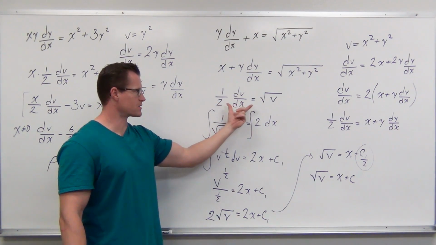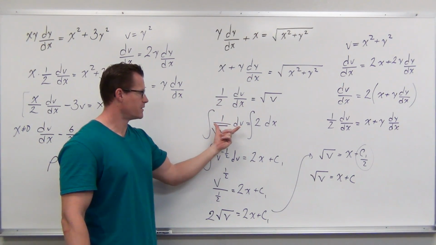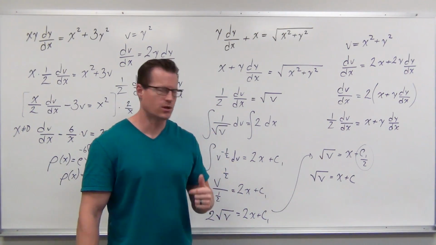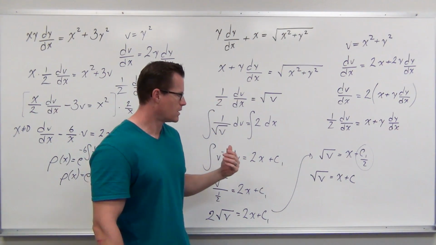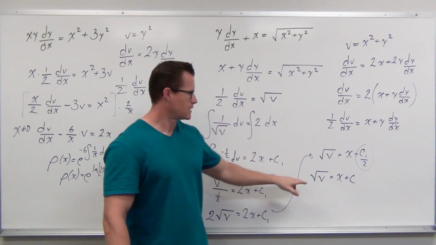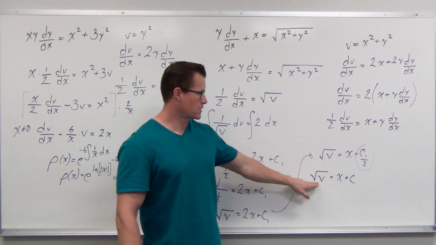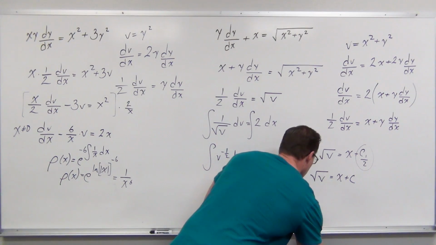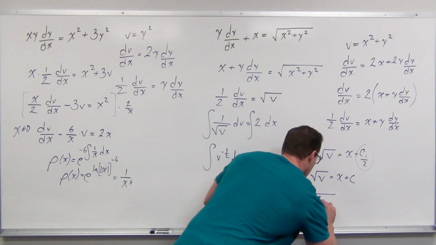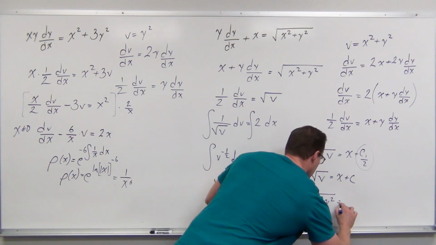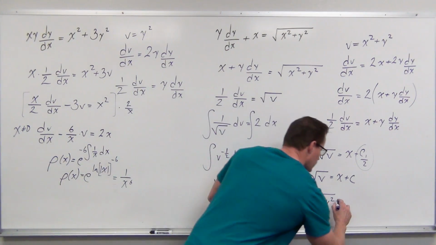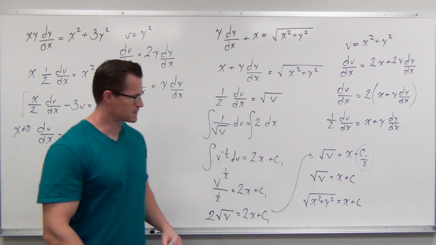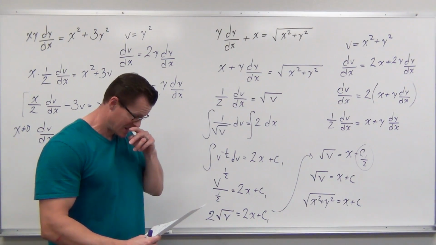That led us to just this really nice separable equation that we do an integral, we've solved it as much as we can for v. I don't want to start squaring things right now. What I want to do instead is, wait, if v is x squared plus y squared, let's just replace that. So the square root of x squared plus y squared equals x plus c. Done. That's as much as I want out of that.